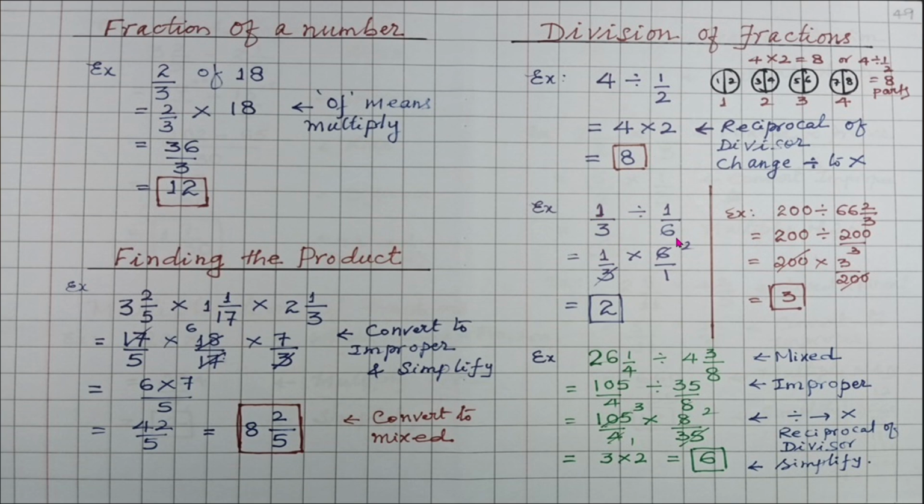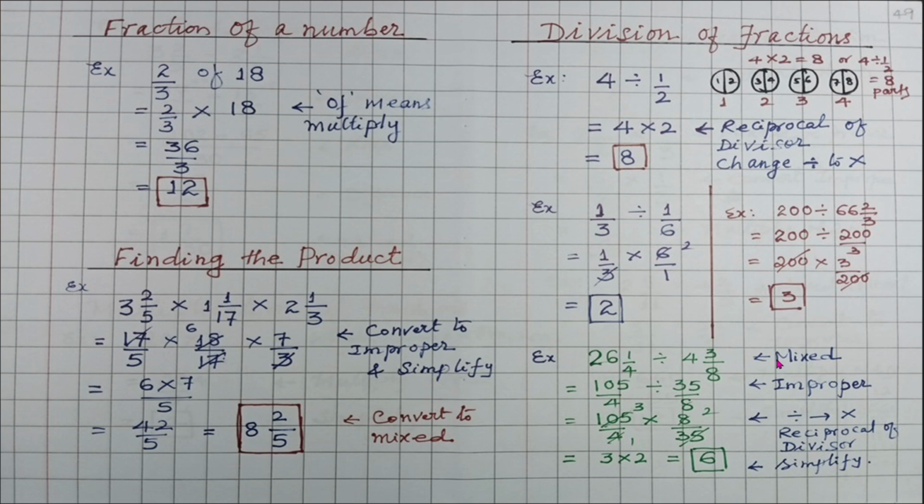Now 1 by 3 divided by 1 by 6: change division to multiplication, take the reciprocal of 1 by 6, this is 6 by 1. 3 1s are 3, 3 2s are 6, therefore the answer is 2. So please remember that. One more example, 66 2 by 3 divided by 200. Convert this into improper fraction, so it is 200 upon 3, and take the reciprocal by converting division to multiplication. Now 200 will cancel, we get 3.